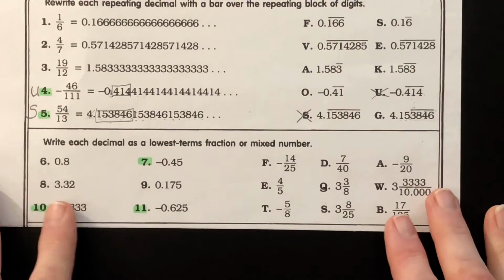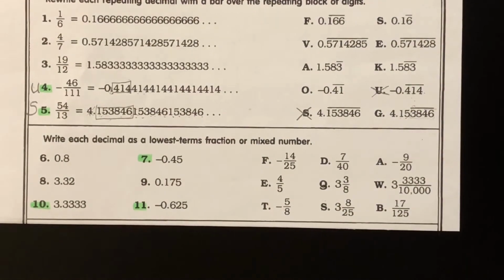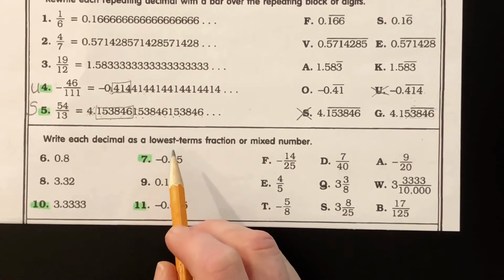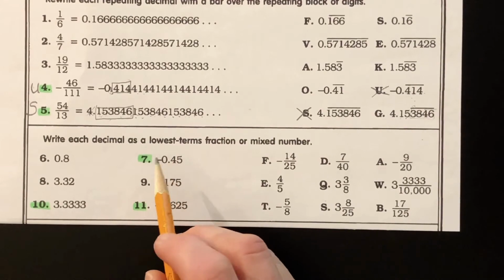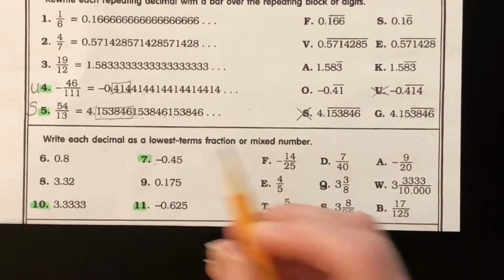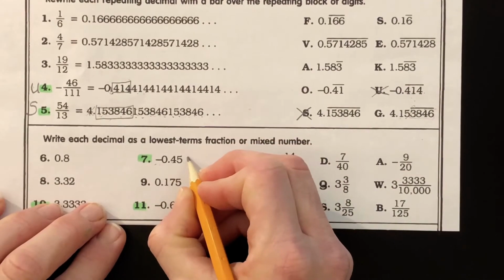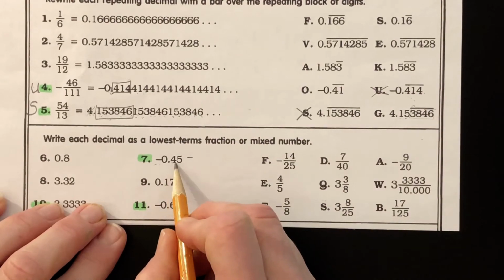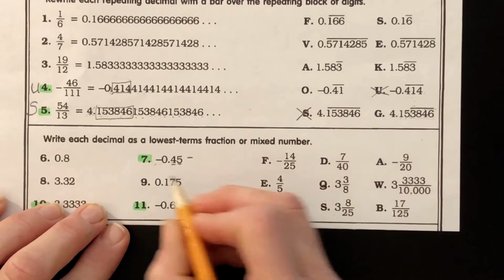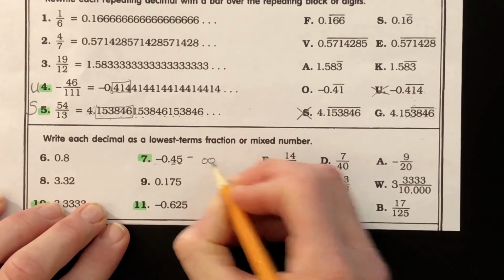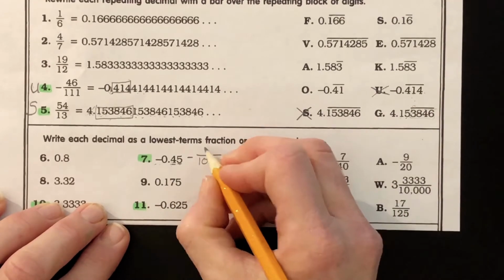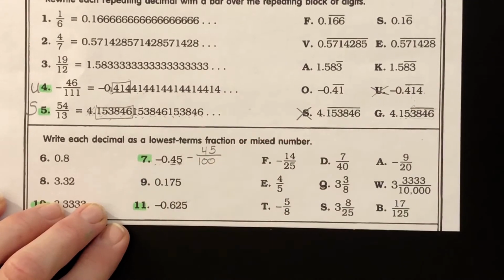Shall we look at the second part? We are converting these into mixed numbers. It says to write them in lowest terms. So if we can reduce them, we need to. We'll start with number 7. We have a negative. I'll start with a negative. And then 45 hundredths. We've got 2 digits after the decimal. So we're going to have 2 zeros. 45. So here is negative 45 hundredths.